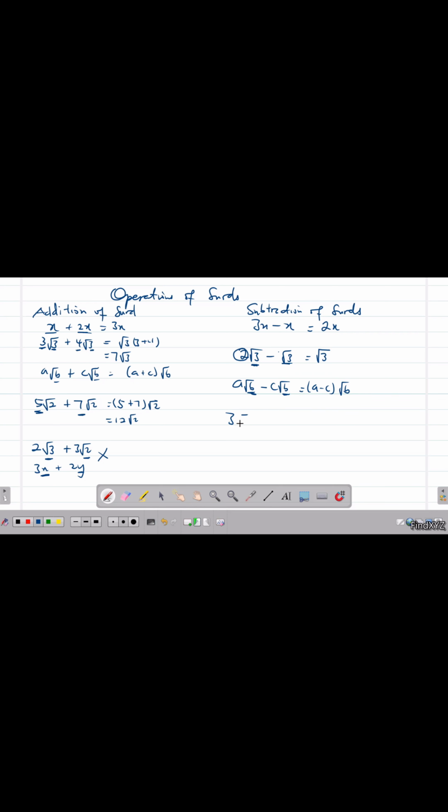Example. So given 3 root 3 minus 2 root 3, I can factor the coefficients out. So I have 3 minus 2, then root 3. Then this will give us 1 root 3, which is the same as root 3. Another example, given 4 root 3 minus 2 root 3, we can factor the coefficients out. So we can do 4 minus 2 all under root 3. Then 4 minus 2 gives us 2 root 3. However, if you have 2 root 3 minus 2 root 2, can you operate them? Can you do subtraction? No. Well, this is root 2 and this is root 3.